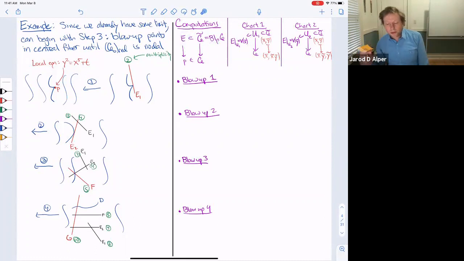And so we can compute the blow up in 2 charts. In chart 1, I have one open U1 in the blow up, and x tilde, y tilde are always going to be my local coordinates in either chart. In the first chart, they get mapped to x tilde, x tilde y tilde, and the second chart does something similar. And note that the exceptional divisor in the first chart is defined by x tilde and in the second chart by y tilde.